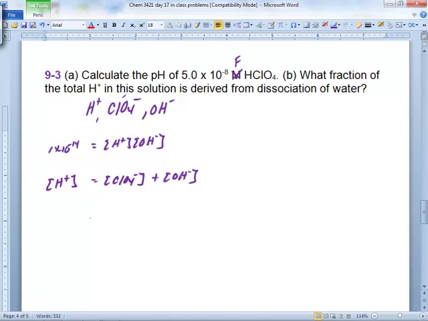So the concentration of perchlorate in all its forms has to be 5 times 10 to the negative 8. And looking up here, there are no other chlorates in any other form, so you quit. Now we've got 3 equations, 3 unknowns. Good deal. Okay, Danielle, now what?